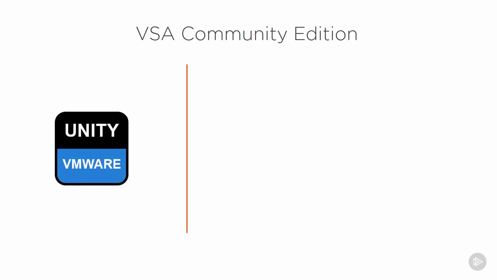The EMC VSA Community Edition is a free-to-use virtual edition of the EMC Unity platform. It's exactly the same as the Professional Edition. The only difference is that there are some limitations, and it's all controlled through licensing. So if you start with an EMC VSA Unity Community Edition, you can scale up to the 50 terabyte Professional Edition simply by modifying your licensing.